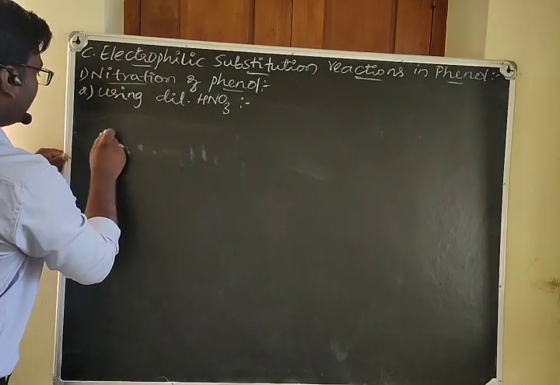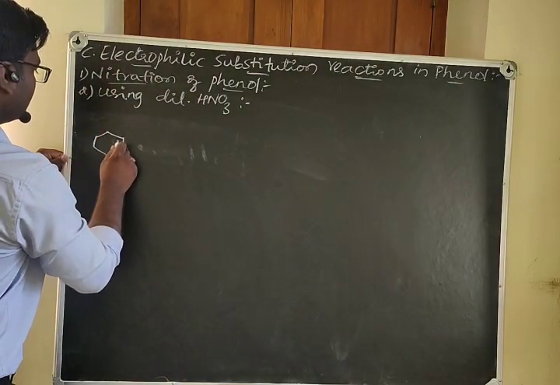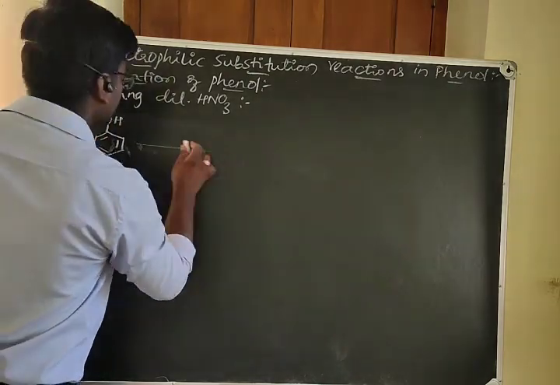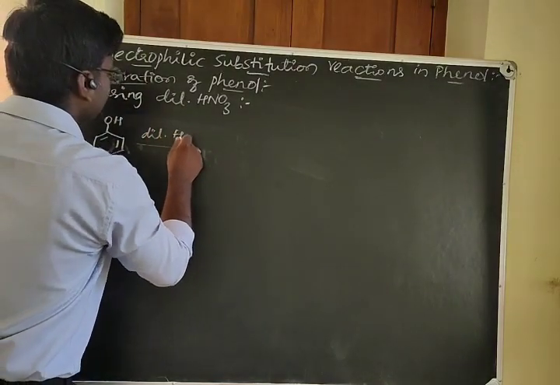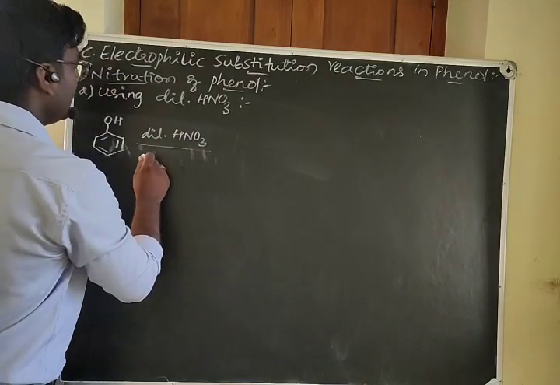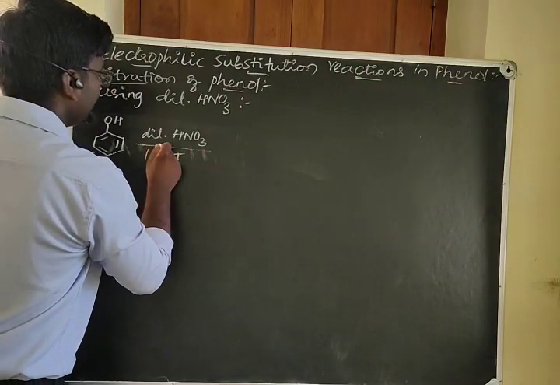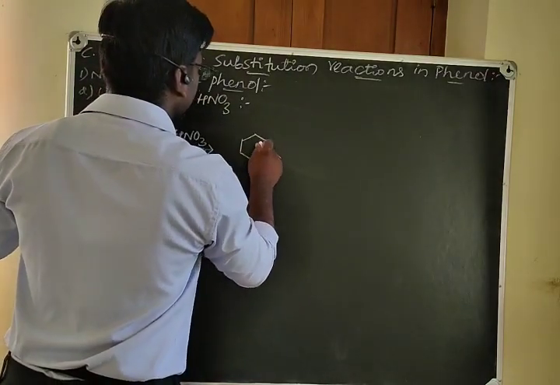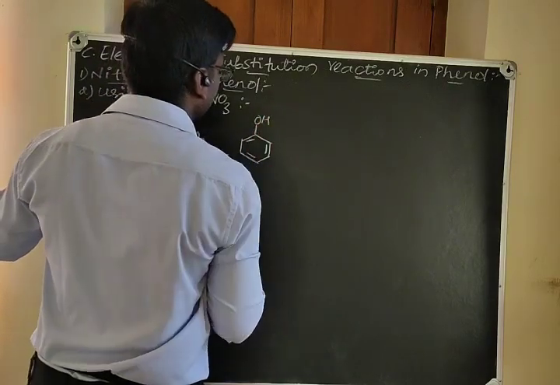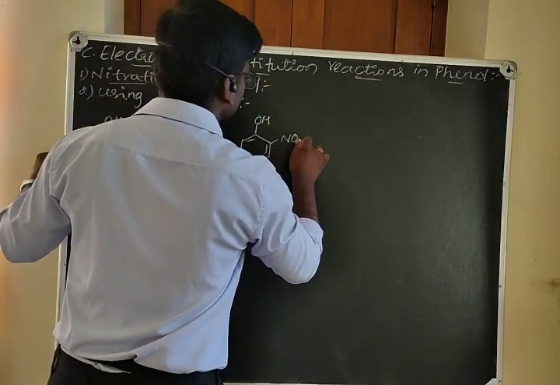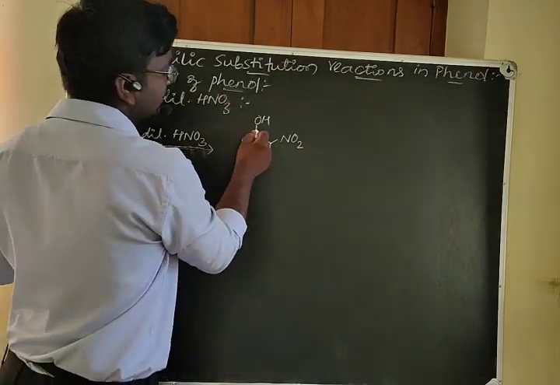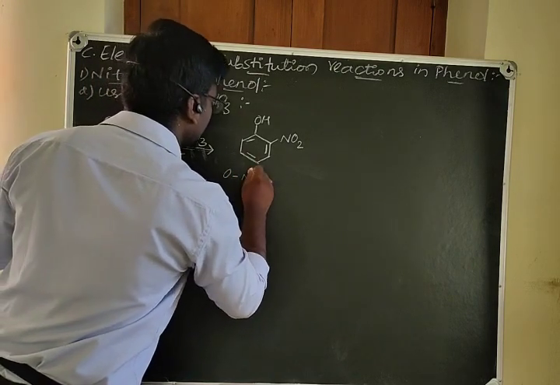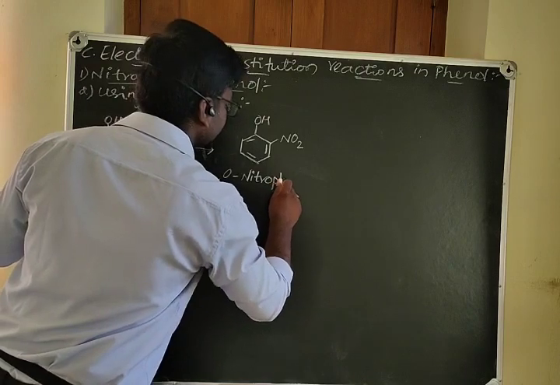Here, when the phenol is nitrated using dilute nitric acid at low temperatures, it gives ortho or para nitrophenols. What is this? This is ortho, because 1, 2 positions are called ortho. It is ortho nitrophenol.